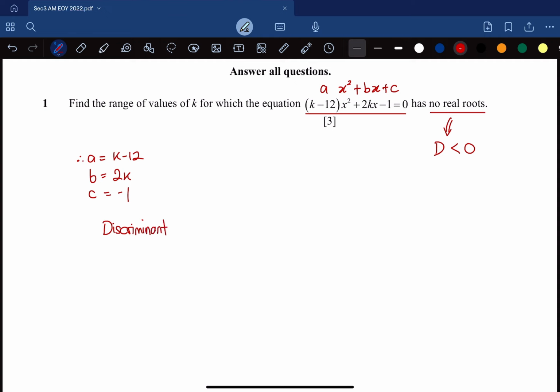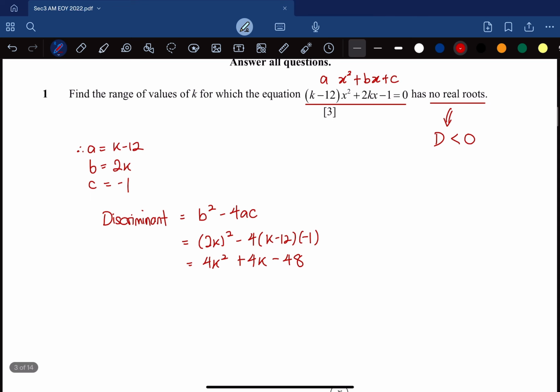So therefore, the discriminant of this quadratic equation, if you recall, is equal to b squared minus 4ac. Therefore, this discriminant is equal to (2k) squared minus 4, where a is k minus 12 and c is negative 1. Therefore, I expand everything. This will be 4k squared plus 4k minus 48. Okay, so I'll get this quadratic expression here.